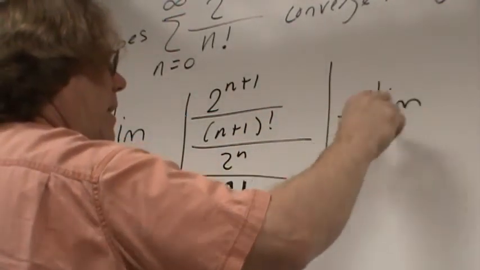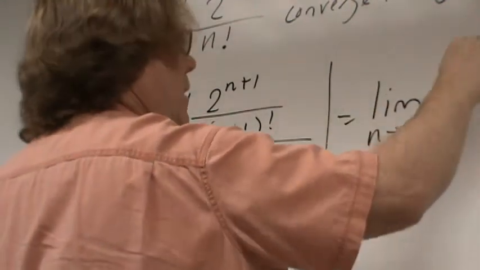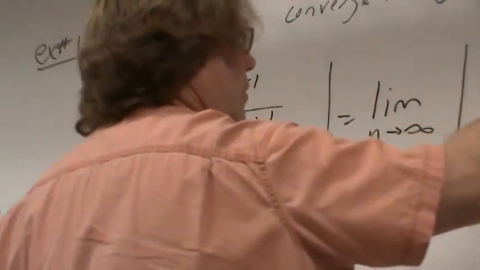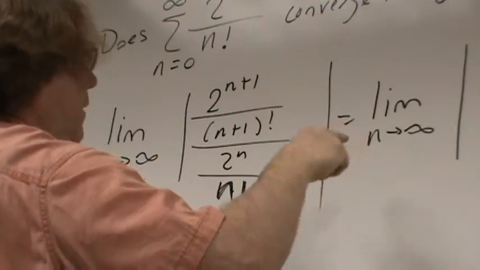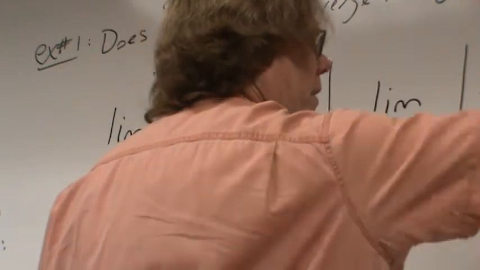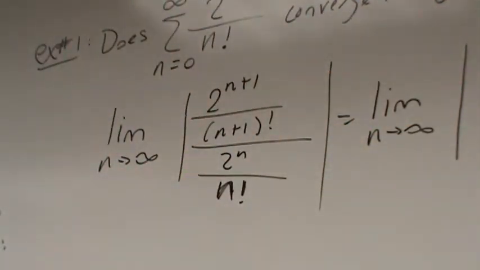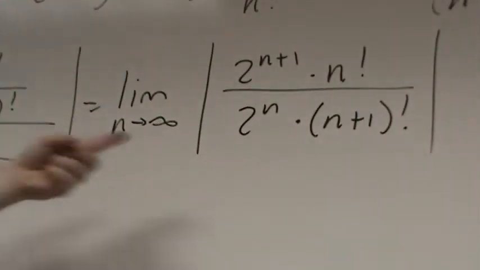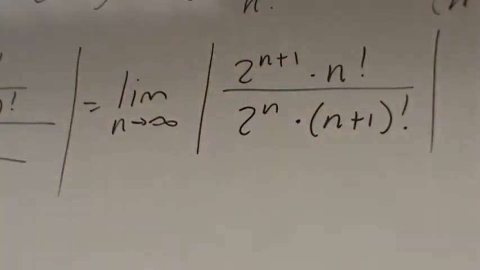So I'm going to say this is the same as the limit as n approaches infinity of 2 to the n plus 1, times n factorial, and then what I still have in the denominator is 2 to the n times n plus 1 factorial. Okay? Are you guys okay that I just took this fraction and multiplied by the reciprocal? Yes. But I kind of grouped them so that the 2's would be over each other and the n factorials would be over each other. Alrighty, let's cancel. Tell me, what's 2 to the n plus 1 over 2 to the n equal?